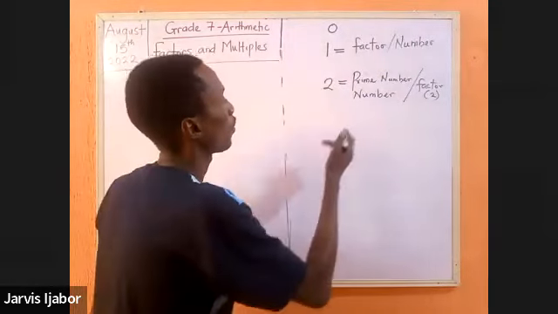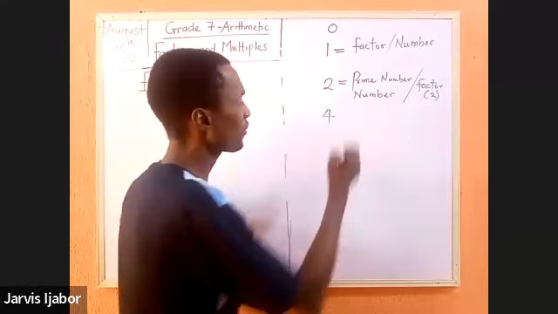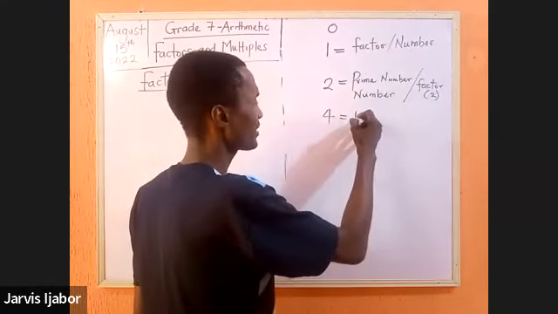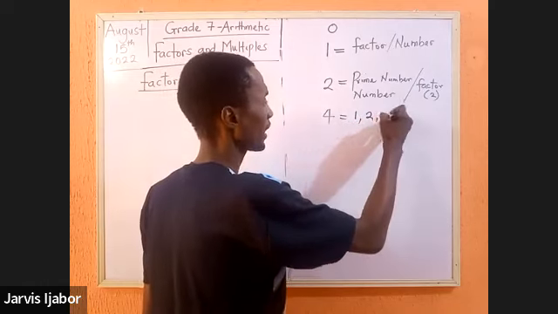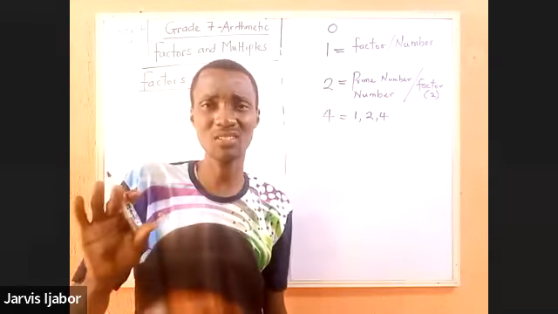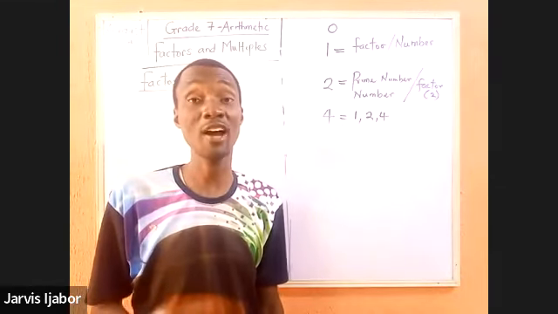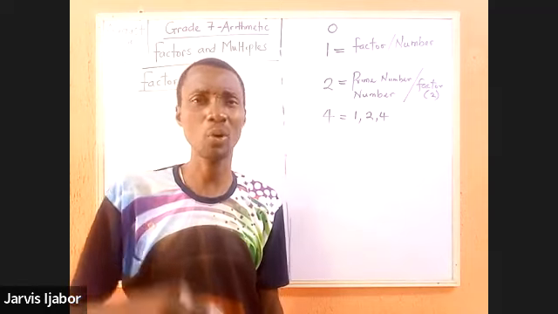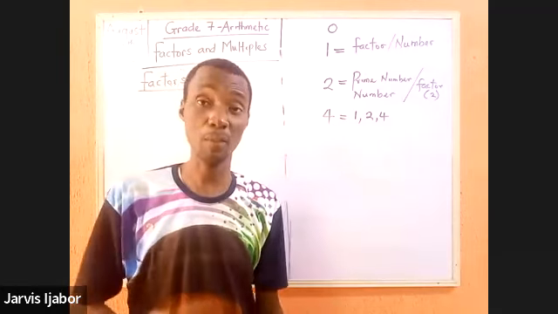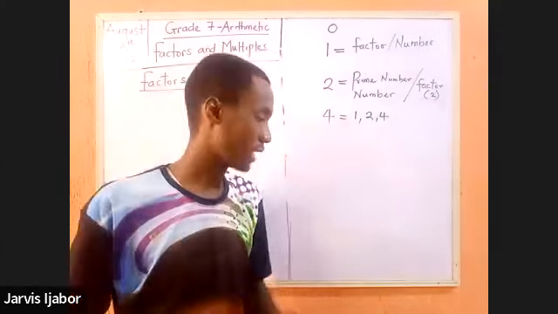Now, we come to, let's say, 4. What are the factors I can get from 4? I can get 1, I can get 2, and I can get 4. So we're going to be using 2 major techniques to get our factors here. That's what they call the factor tree method, and there's what I call the LCM approach. So we're going to use both and see how that plays out.